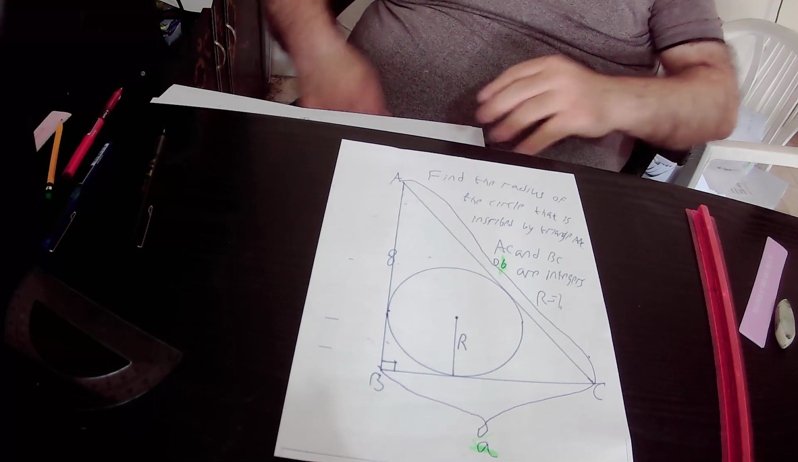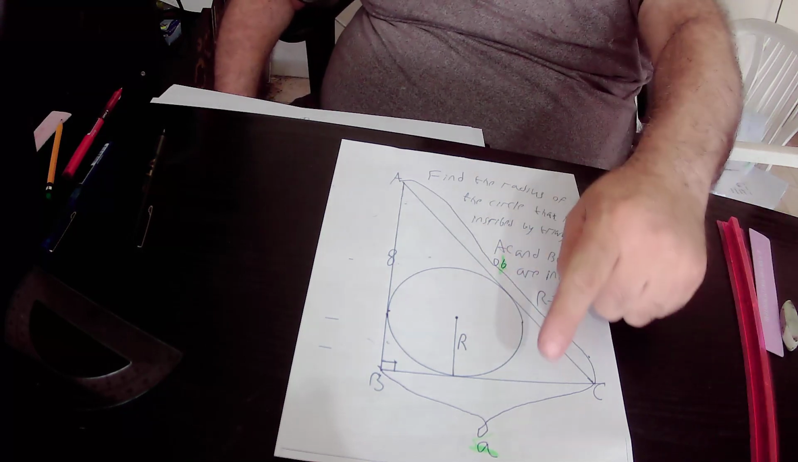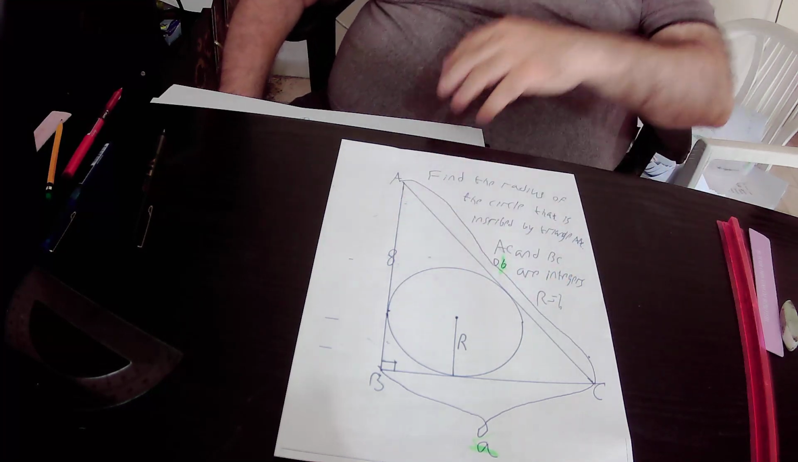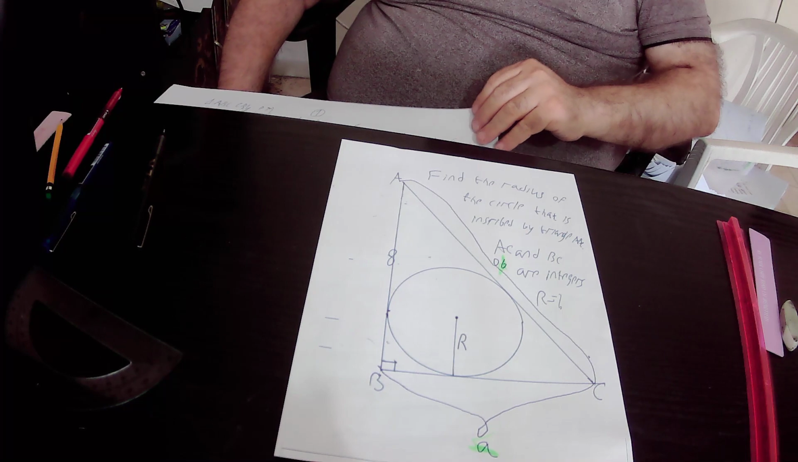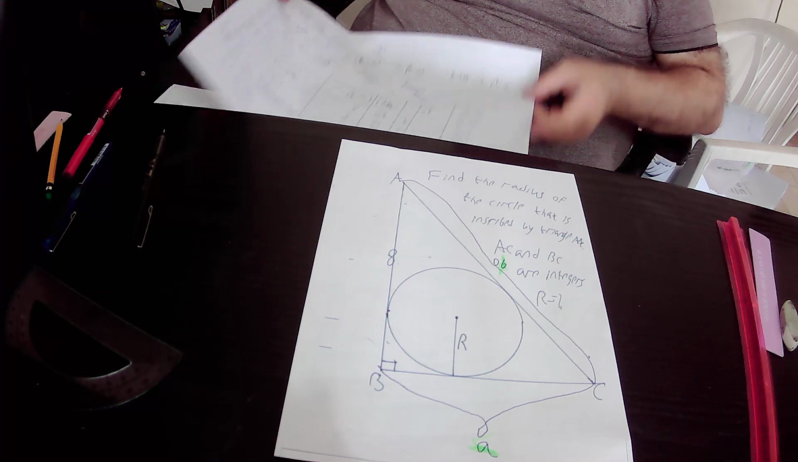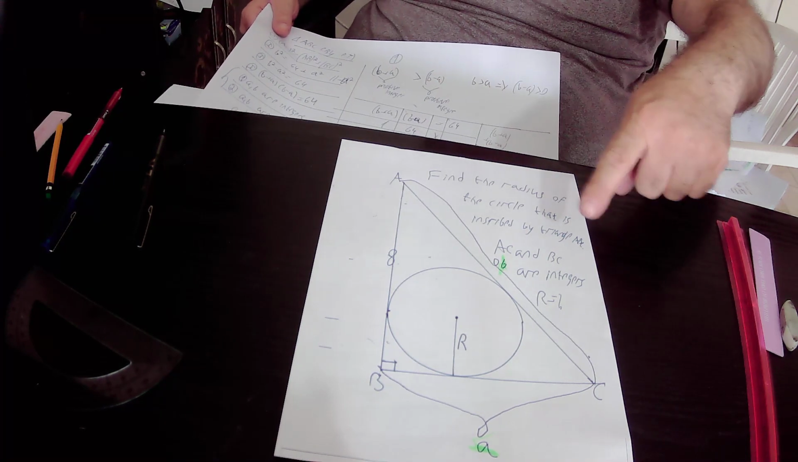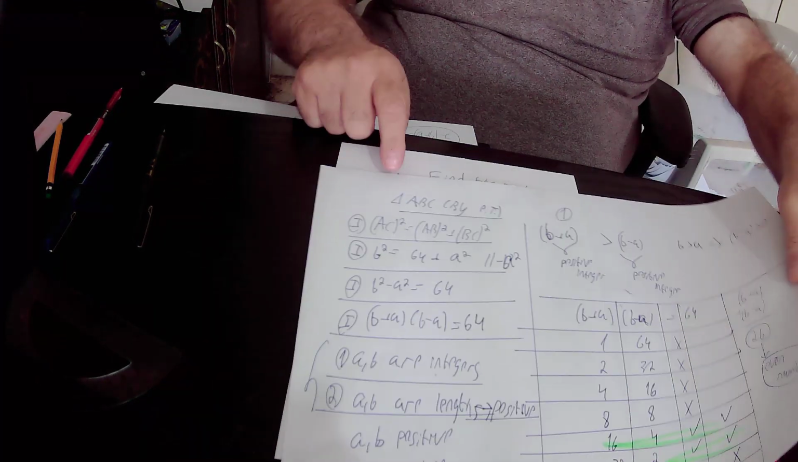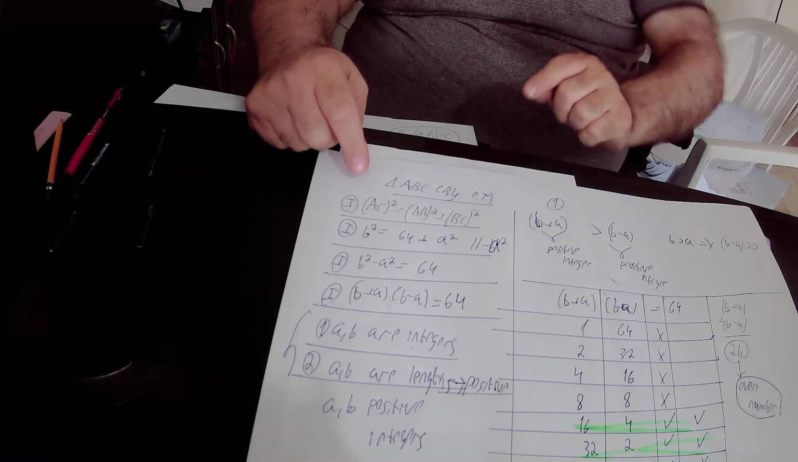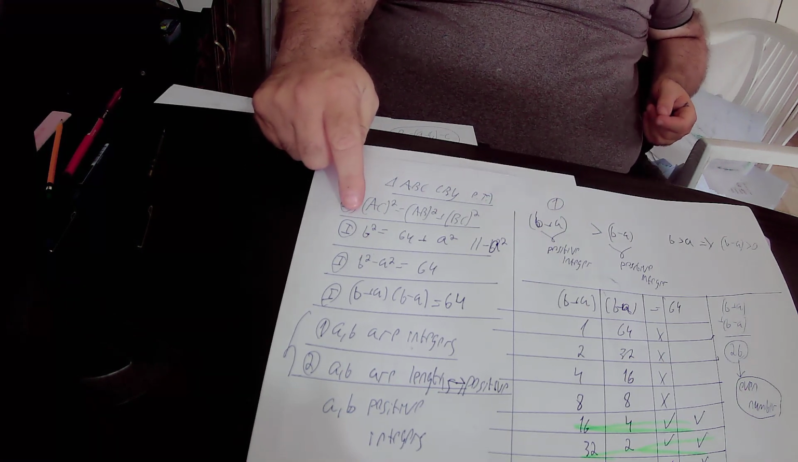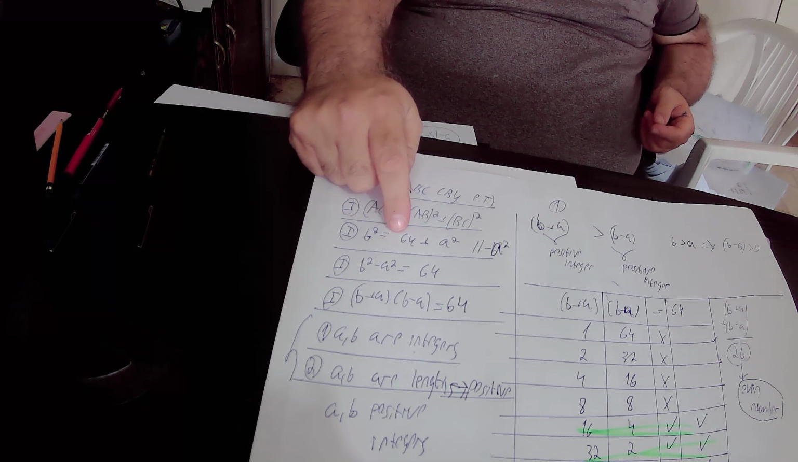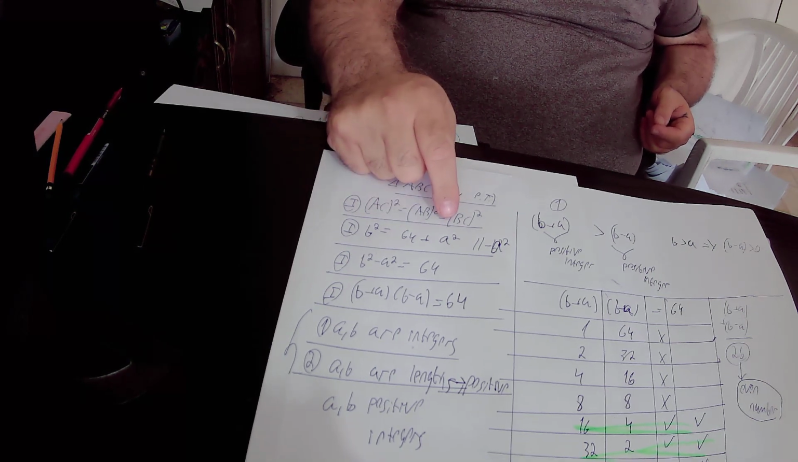So first of all, we defined side BC as A and side AC, the hypotenuse, as B. Then we implemented the Pythagoras theorem on the right triangle, triangle ABC. According to the Pythagoras theorem, AC squared equals AB squared plus BC squared. AC equals B according to our definition, so AC squared is B squared. AB is 8, so AB squared is 8 squared, that is 64, plus BC squared. BC is A, so BC squared is A squared.